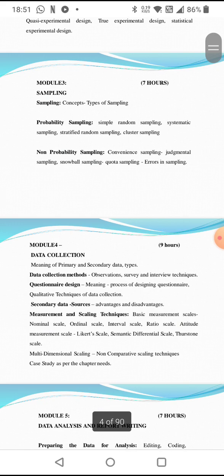And then the third module is about sampling, be it sampling methods, sampling types, the concepts of sampling, right? So in sampling, you'll be learning about different types of sampling, that is basically probability and non-probability sampling, simple random sampling technique, systematic sampling technique, stratified random sampling technique, and cluster sampling technique. And then non-probability sampling, you have convenience sampling, judgmental sampling, snowball sampling, quota sampling, and also errors in sampling methods, right? So this is what you have.